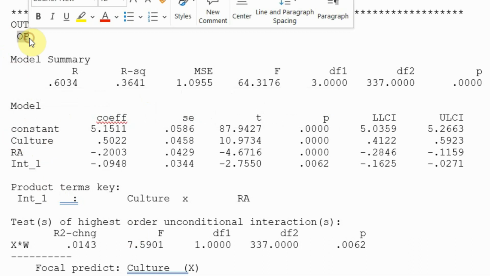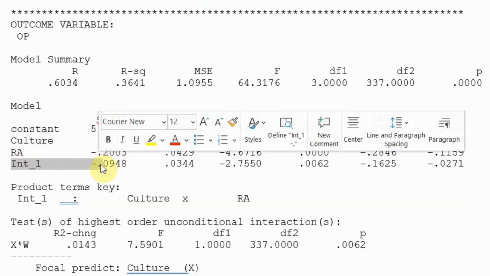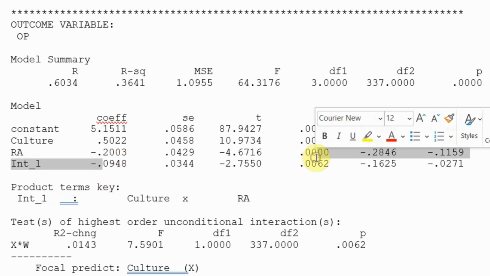Now, when I say RA weakens the relationship between culture and OP, I should understand that the relationship between culture and OP is positive. So RA, which is my moderator, and in this case the interaction effect is negative. So RA weakens the positive relationship between culture and OP. Culture into RA is my interaction effect. And is this weakening effect significant? Yes, it is significant.